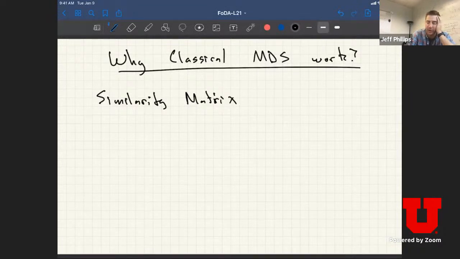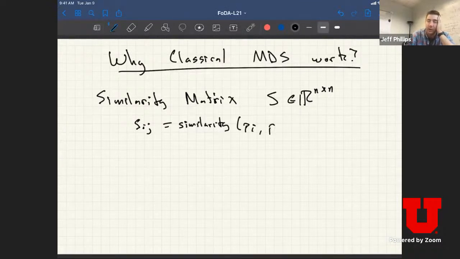This would be a matrix S, which again would be n by n, where each S_ij is equal to the similarity between object p_i and p_j, where similarity is larger when things are more similar, meaning a larger value, they're closer together, right? So it's kind of the opposite of a distance matrix. If things are less similar, maybe their value goes to 0.